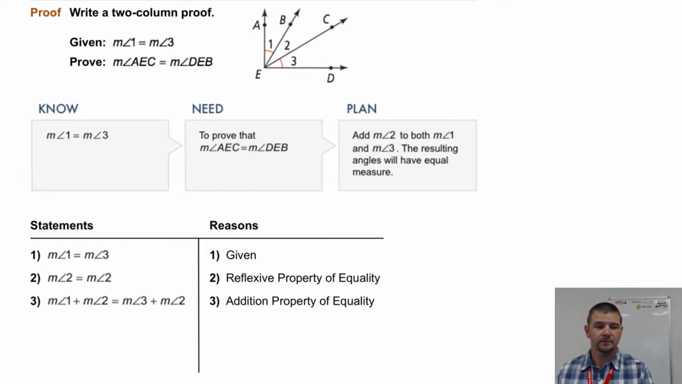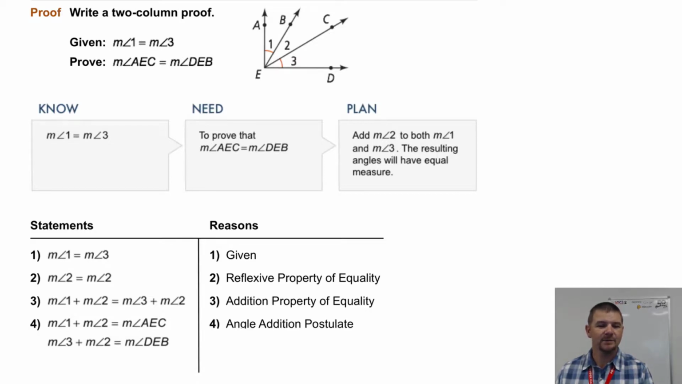Statement 4, the measure of angle 1 plus the measure of angle 2 equals the measure of angle AEC. Likewise, the measure of angle 3 plus the measure of angle 2 equals the measure of angle DEB. That's by the angle addition postulate.